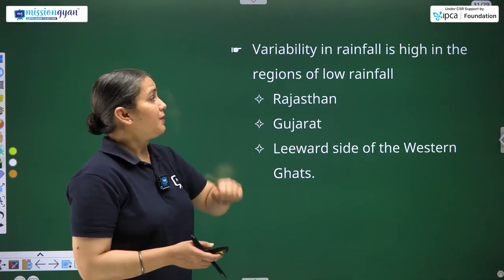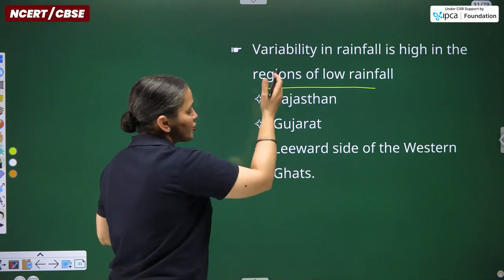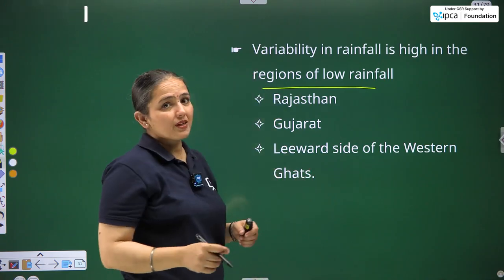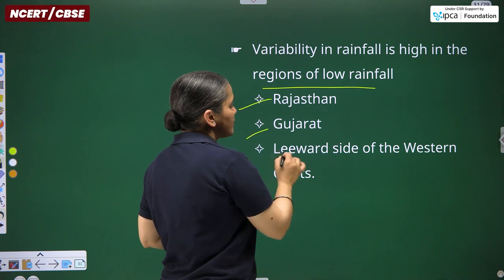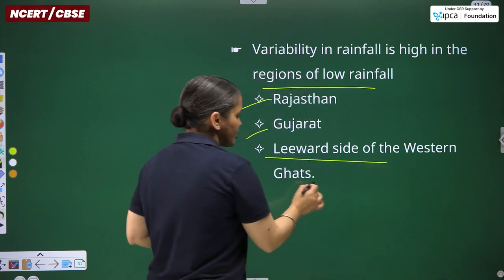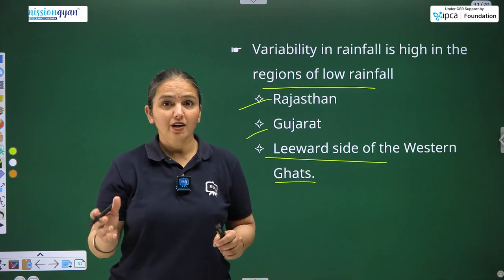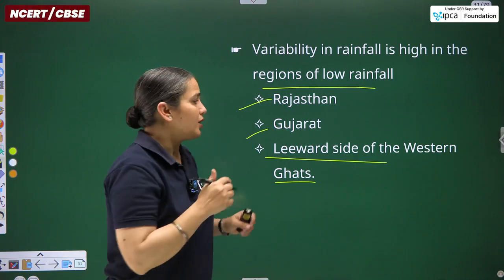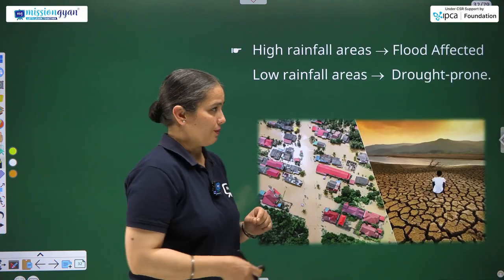Variability in rainfall is high in the regions of low rainfall. So these regions experience low or very low rainfall: Rajasthan, Gujarat, and the leeward side of the Western Ghats. The windward side of the Western Ghats receives the maximum amount of rainfall, and the leeward side receives very low rainfall.